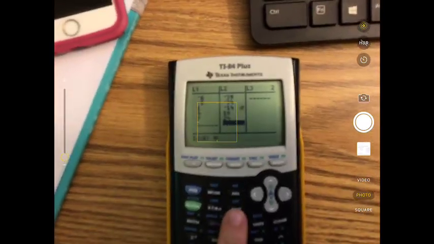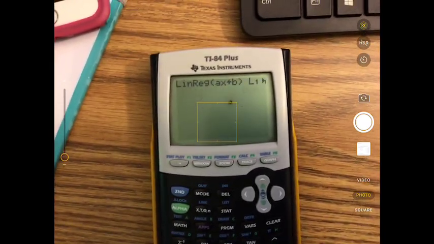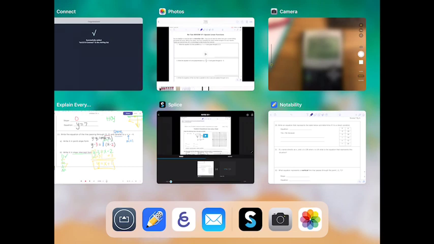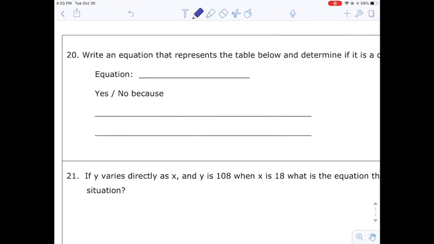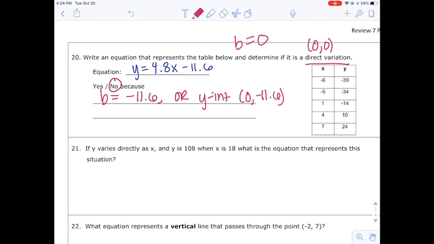Then I'm going to scoot back out and click Stat, scroll to Calc, Option 4, enter. This is really ugly, so I'm just going to round. So y equals 4.8x minus 11.6. And then they ask if this is an example of direct variation. Remember, direct variation includes the point (0, 0), or your b value has to be 0. So this is not, because the b value equals negative 11.6. Or you could say because the y-intercept is at (0, -11.6).